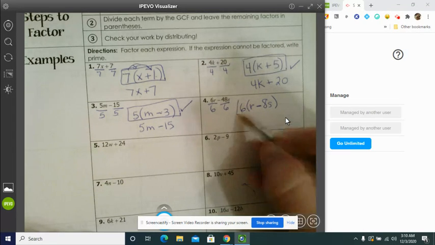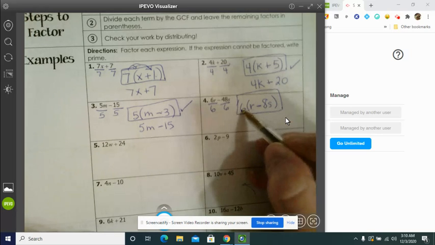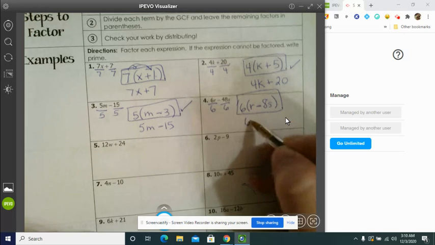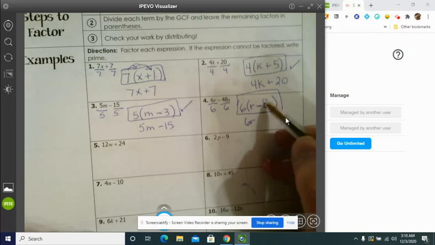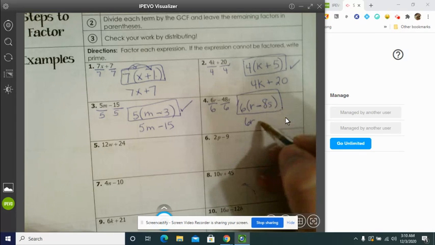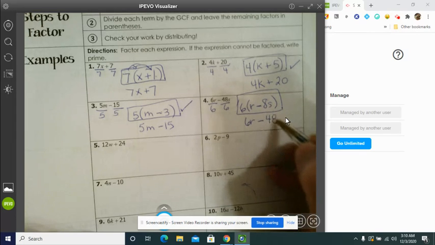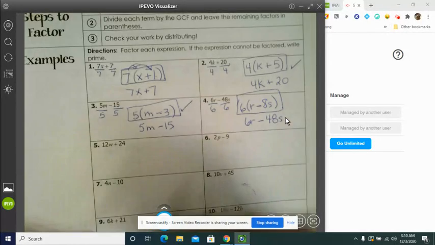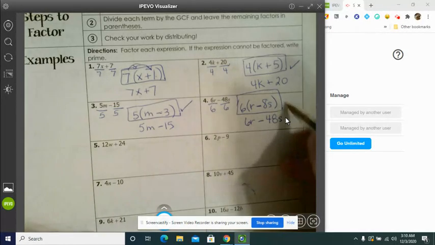So if I did it correctly, 6 times r becomes 6r. 6 times negative 8s becomes negative 48s. And that is what I started out with, so that one checks.